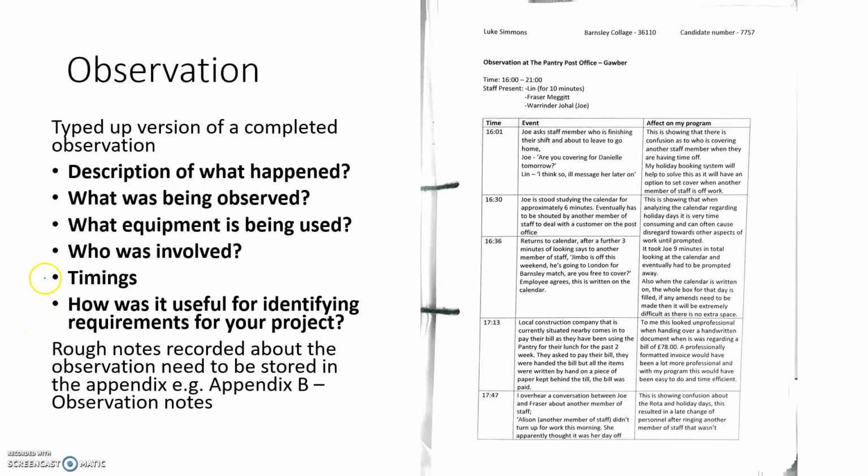So say for example you've got an ordering system that you want to create. Well, you might need to observe the current ordering process to understand all the different stages involved in that, which your system may or may not need to have some interaction with at some point.